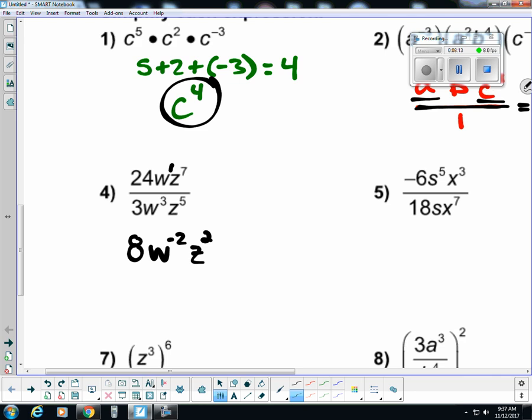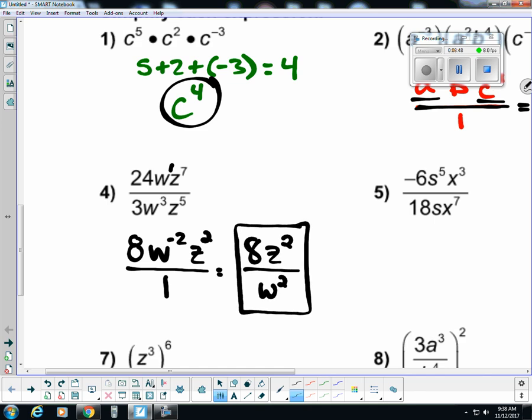Okay, so last rule that's being broken here is I have a negative exponent. So just like number 2, the one we just did, you can think of that as over 1. And anything that's being raised to a negative power, in this case it's negative second power, it's going to go to the denominator. So the W to the negative second is the only thing that leaves and goes down to the denominator. Everything else has a positive exponent. Final answer, 8 z to the second over W to the second. That's my final answer there for number 4.